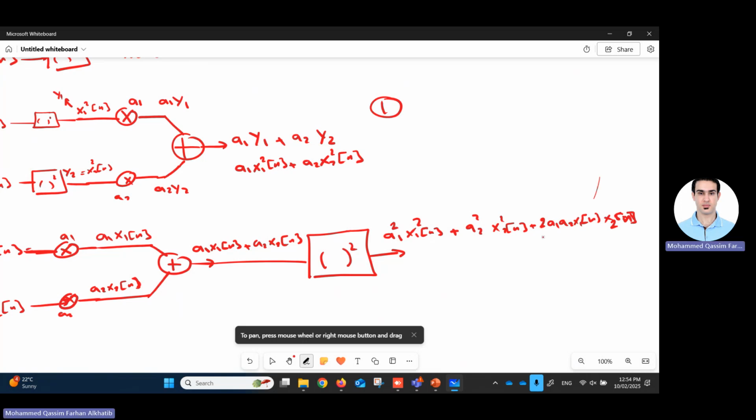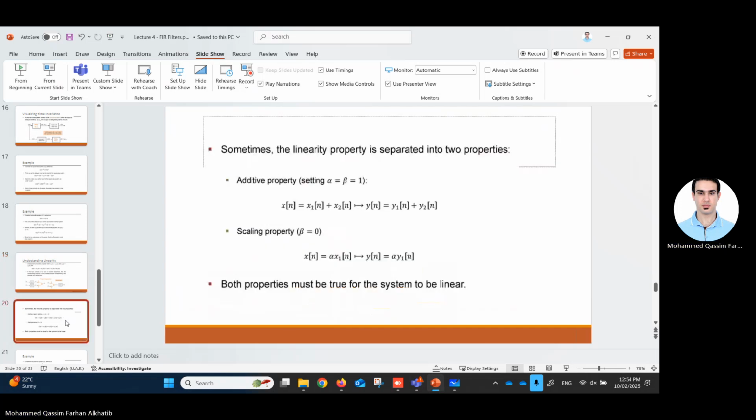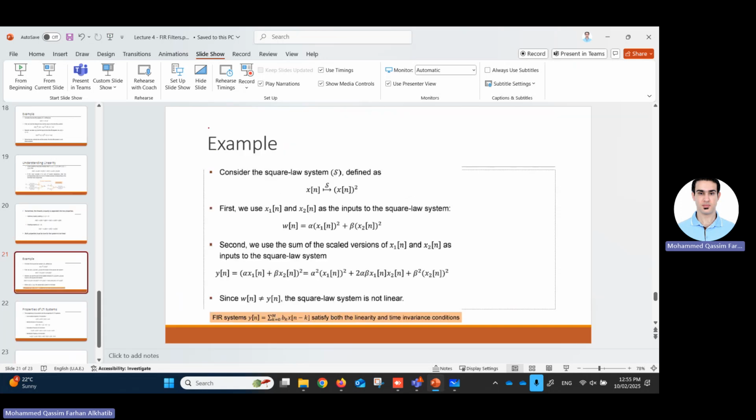And you can clearly say that this coefficient causes an issue, and also we have the squares here, so they are not the same. So you can say the first does not equal the second. So in this case, the system is not linear. I think it's already been solved in the slides. Sometimes in two properties, additive and scaling, done that. Yeah, that's a typical example here. Current slide.